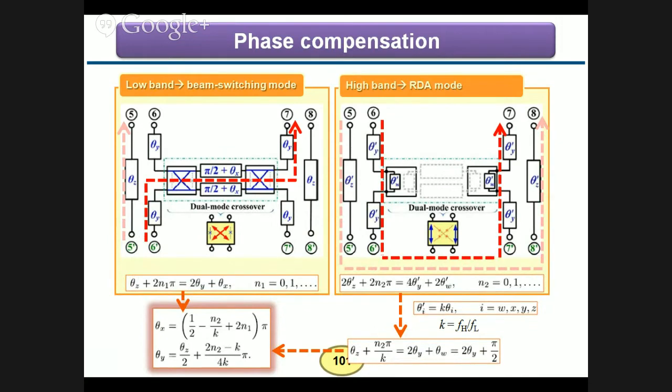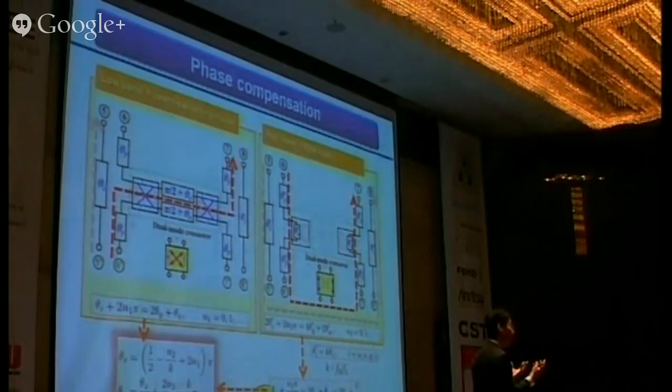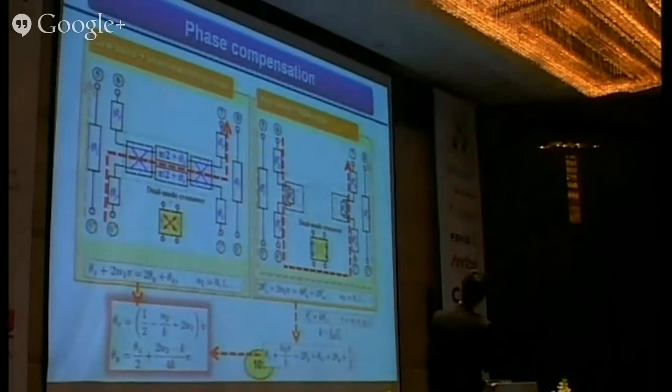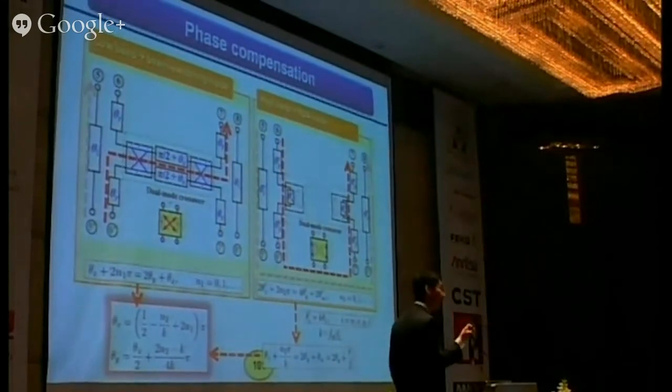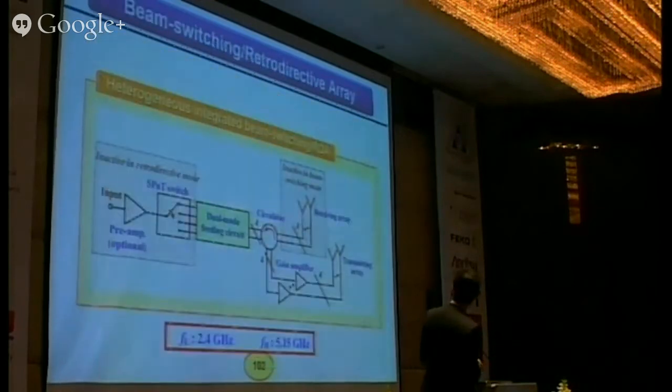Just think about it. We have some topologies, and we find their similarity. Then we replace the core components with dual mode ones, and then we add some phase compensation lines. Then we put it together, and we complete the design.